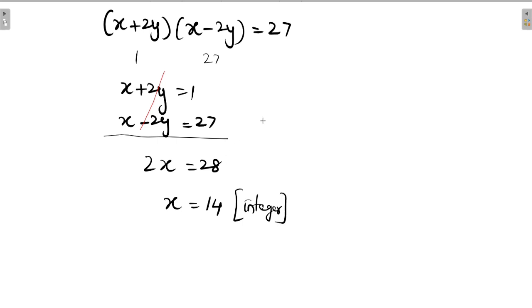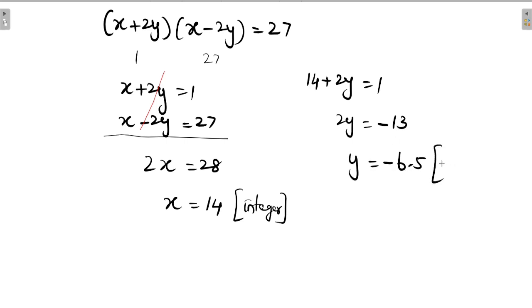Now we can replace the value of x. So 14 plus 2y is equal to 1. 2y is equal to 1 minus 14, that is minus 13. Y equal to minus 6.5, but this is not an integer. We know the integers, but this is a decimal number. This is not an integer. So our assumption is wrong. Let us try the second part.